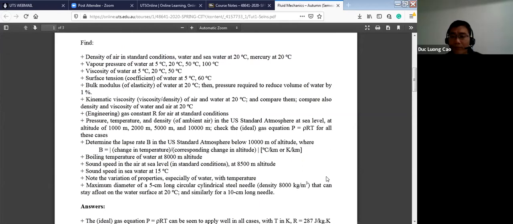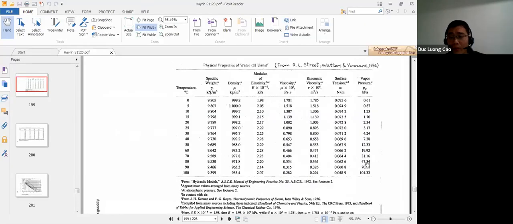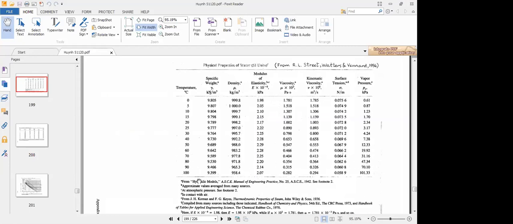At 70, you see vapor pressure is 31.16. Okay. At 80, pressure is 47.34. Okay. And our pressure is 35.65, between 31 and 47. Okay. So the temperature is between 70 and 80.